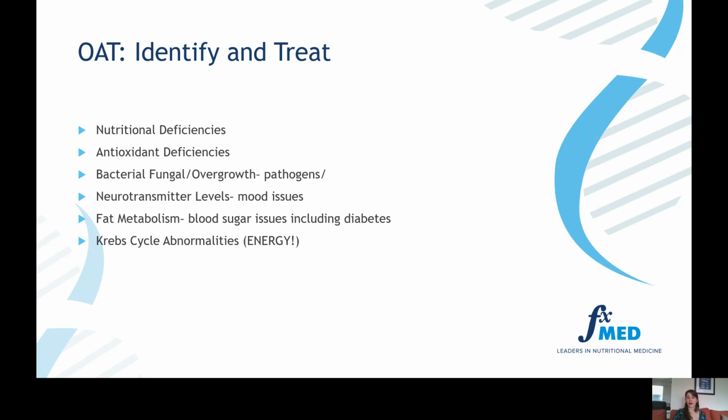We can also identify bacterial and fungal overgrowth and pathogens. We see those markers, and we can really look at how to support that. Neurotransmitter issues and mood issues, we can see those in these markers and begin to piece together how to best support this person. Fat metabolism, including blood sugar issues and potentially diabetes, we can see signs of, as well as Krebs cycle abnormalities. And remember here, when we think Krebs cycle, we're thinking energy at that base level in the body.